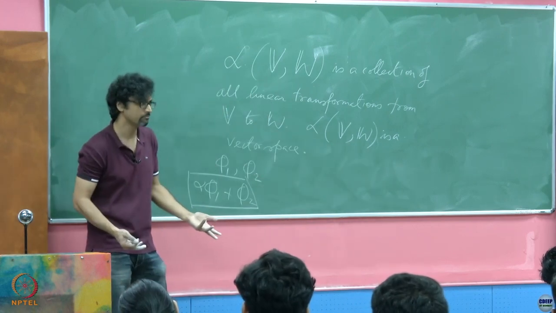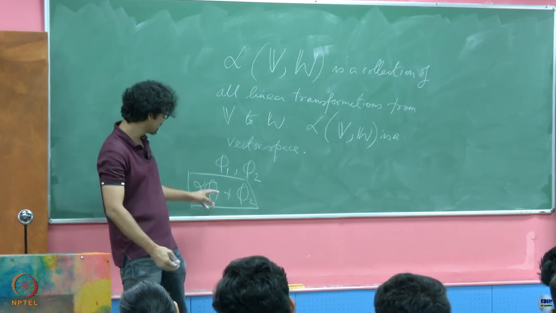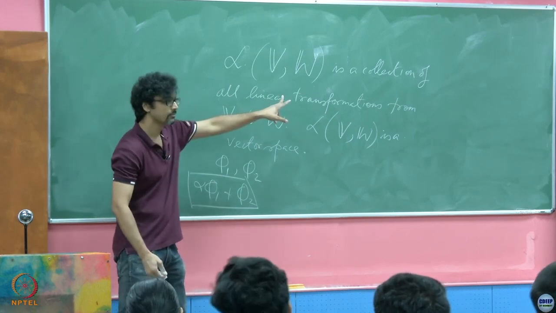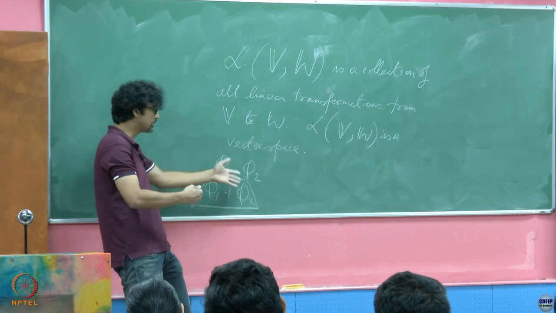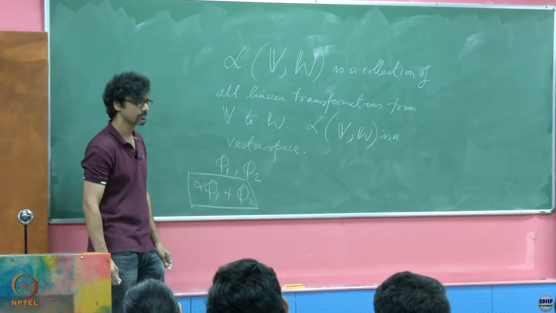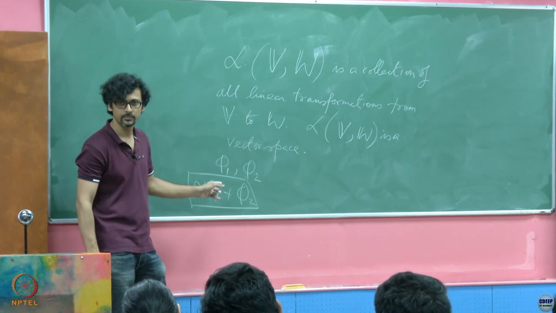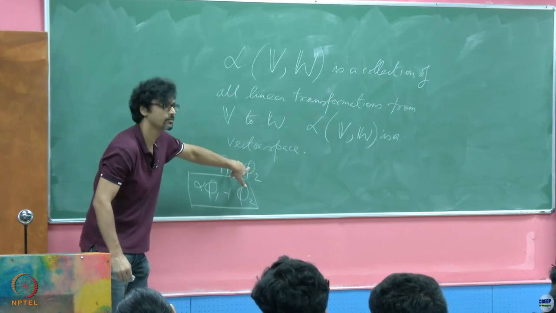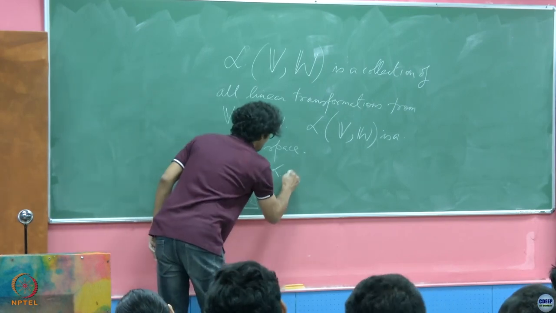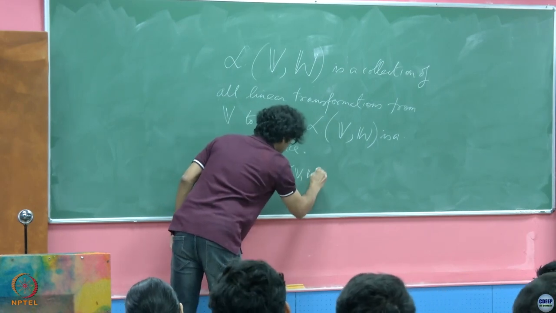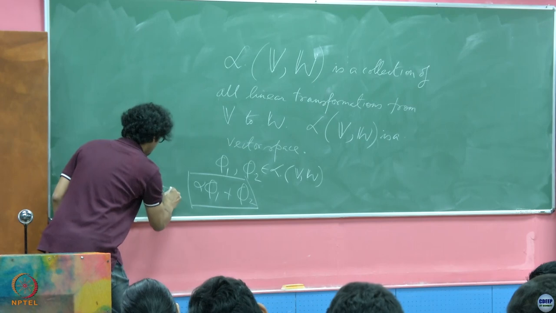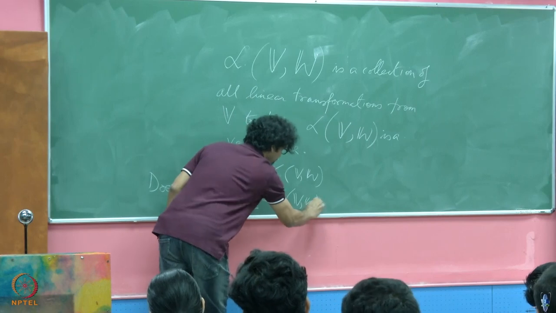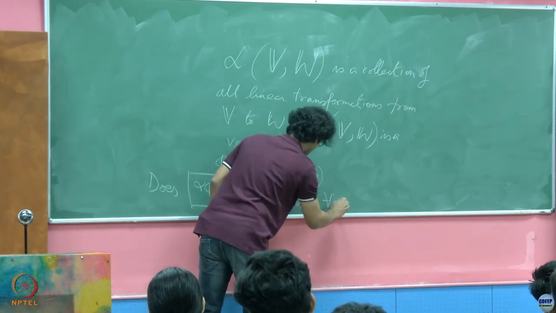That's the closure property. So is this also a linear transformation? That is, if you allow this to act on objects in V, do they spit out objects in W in accordance with the linearity property? Make sense? What you have to check is whether this object is also a linear transformation, these two being linear transformations. So these two coming from L V to W, does also belong to L V to W for all alpha.